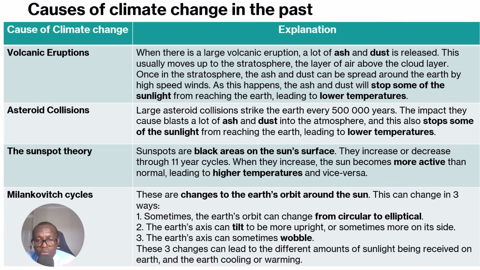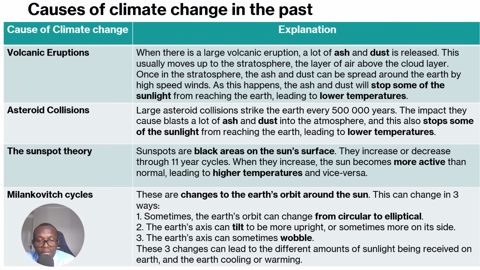As it moves up, it will eventually get to the stratosphere, which is the layer above the cloud layer. Once there, that ash and dust is going to be spread around the world by very high speed winds. As this happens, it's going to create a layer that blocks or stops some of the sun's light and radiation from getting to the earth. And that can lower the earth's temperatures.